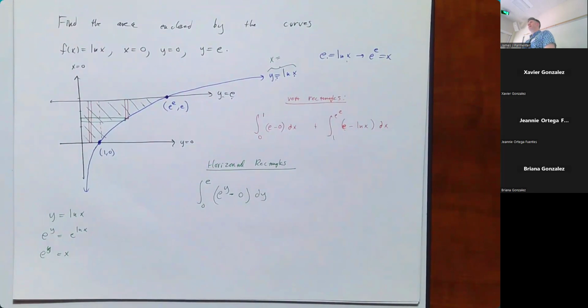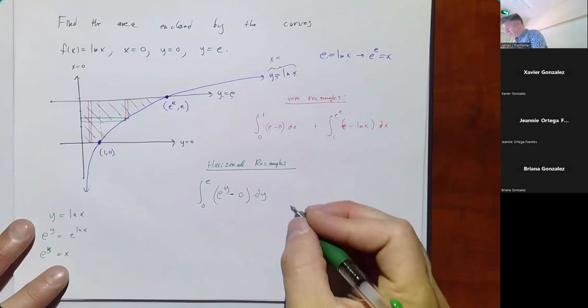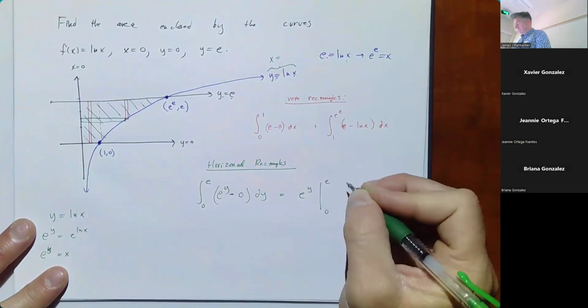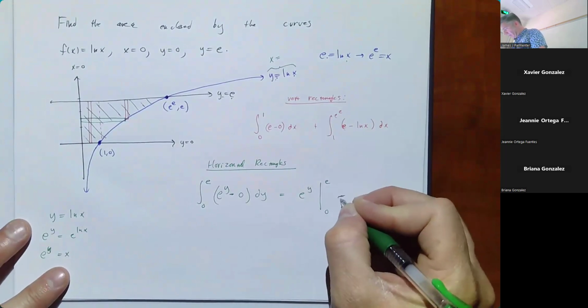And look how much easier the integral is to do this way. What's the antiderivative of e to the y? E to the y, right? It's like the best thing ever. So we're going to get e to the y evaluated from 0 to e. And yes, it is weird that our answer is e to the e, but it is.